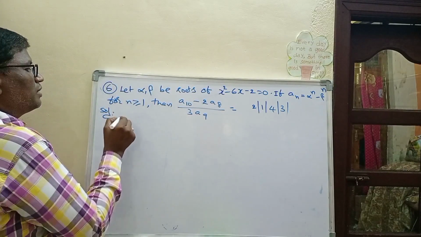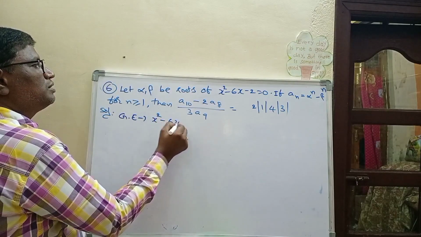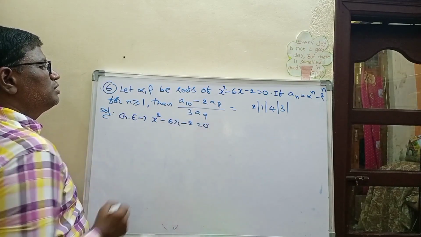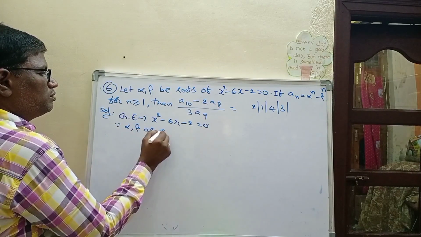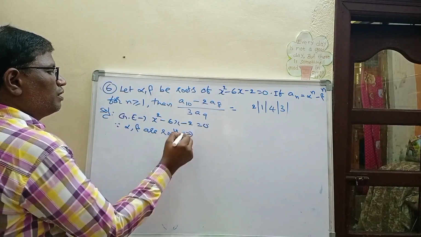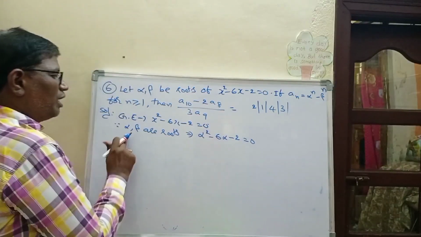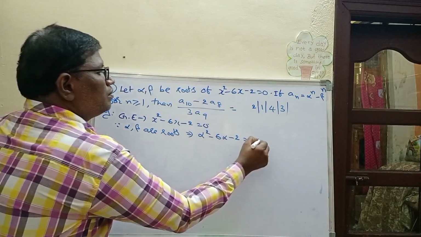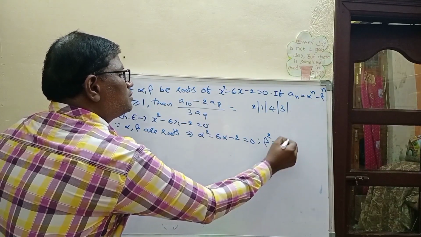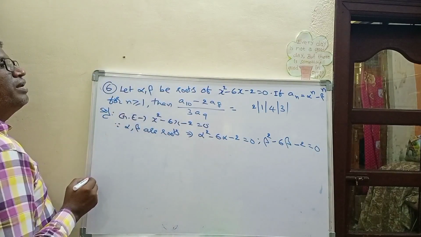So what is the given equation? X square minus 6x minus 2 is equal to 0. Since alpha, beta are roots, then alpha square minus 6 alpha minus 2 is equal to 0, because alpha is a root, it satisfies the equation, and beta square minus 6 beta minus 2 is equal to 0.